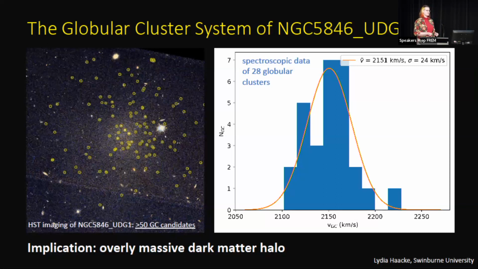And the implication that has is because more globular clusters mean more dark matter through that linear relation. But this seems to have an overly massive dark matter halo. And for further spectroscopic kinematic analysis, you'll have to stay tuned for a future talk. Thank you.